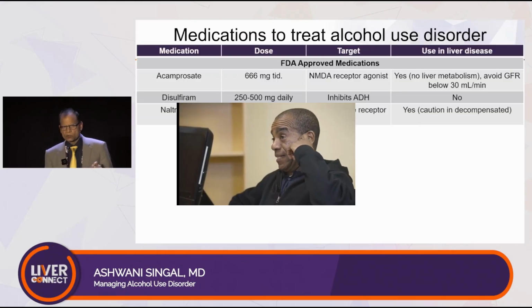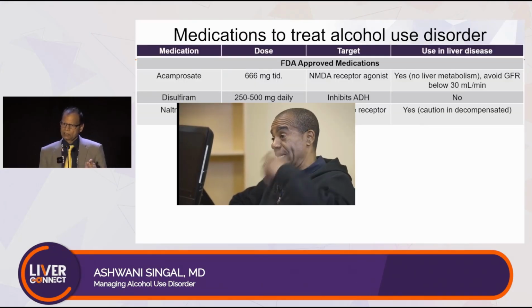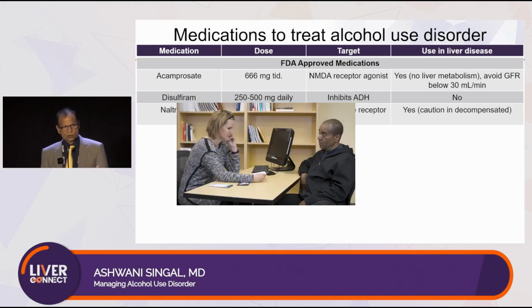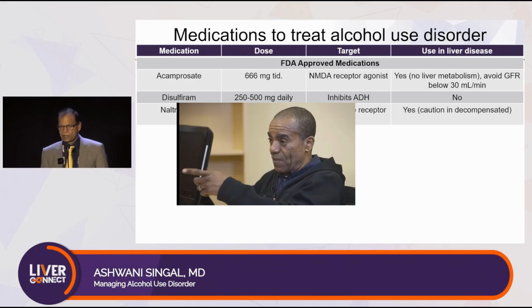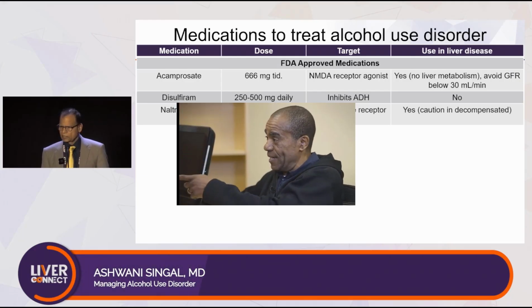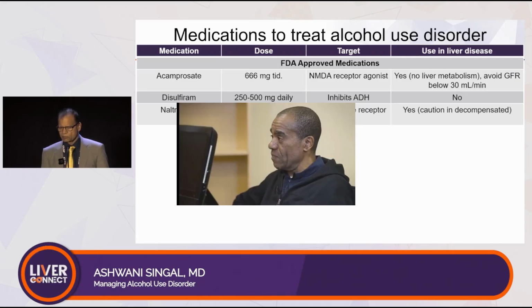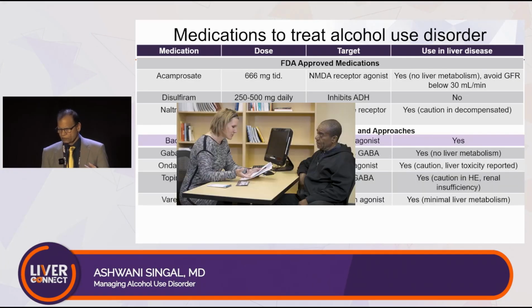So what are the usual medications to treat alcohol use disorder? The FDA-approved medications: Acamprosate is the safest. It has no liver metabolism. However, you should be cautious in people who have severe renal disease. Naltrexone, more observational data is there to show its safety in the decompensated patient. Disulfiram should never be used.